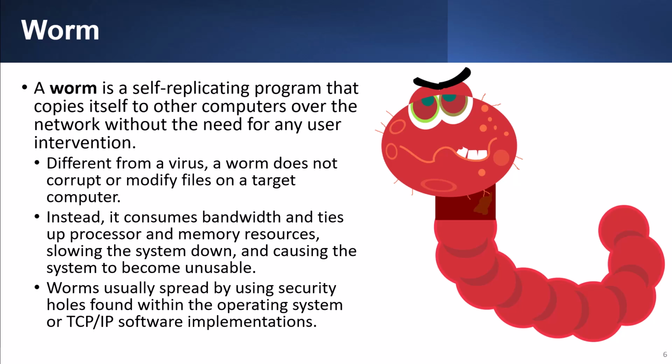A worm is a self-replicating program that copies itself to other computers over the network without the need for any user intervention. Different from a virus, the worm does not corrupt or modify files on a target computer. Instead, it consumes bandwidth and ties up processor and memory resources, slowing the system down and causing the system to become unusable. Worms are usually spread by using security holes found within the operating system or TCP/IP software implementations.